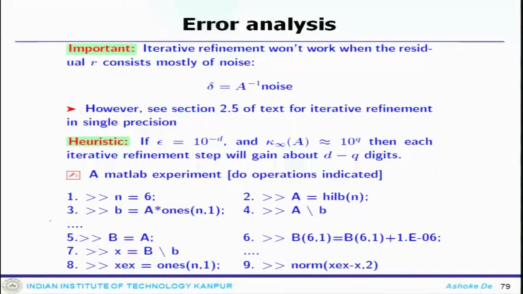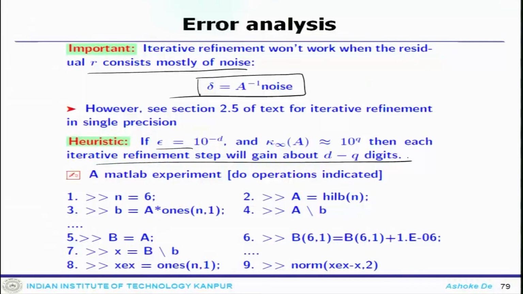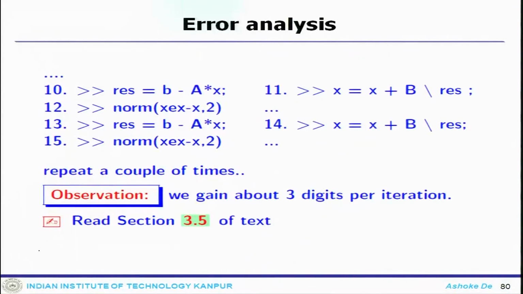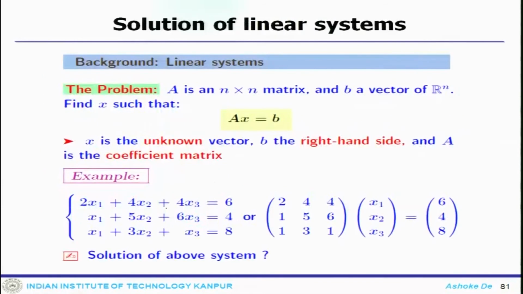Now, what is important here is that iterative refinement won't work when the residual r consists mostly of noise, that means delta equals A inverse noise. However, the heuristic is that epsilon is 10 to the power minus d, and with the condition number of these, the iterative refinement will gain this many digits. So, these are the things one can calculate, and these are the observations one can obtain.